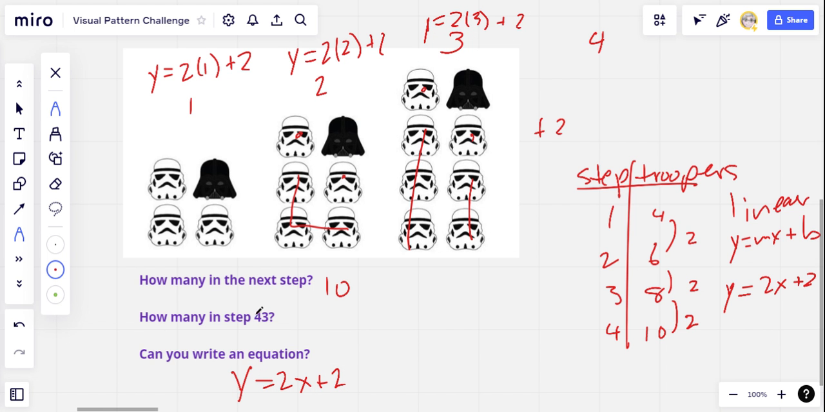And then to figure out the number in step 43, we're just going to plug 43 in for x, for the step number. So y equals 2 times 43 plus 2. And 2 times 43 is 86, plus 2 is 88 stormtroopers. Well, 1 Darth Vader and 87 stormtroopers in step 43.